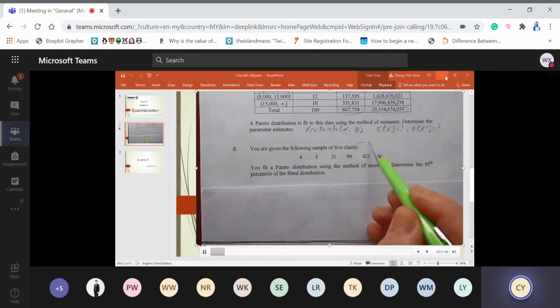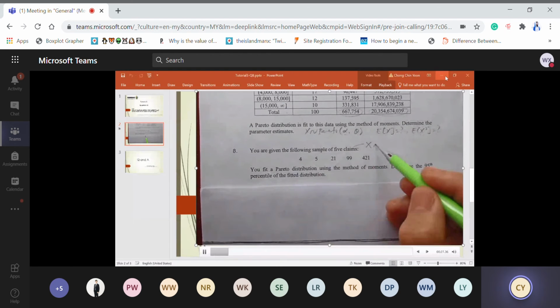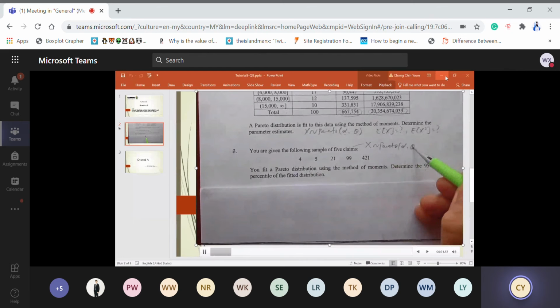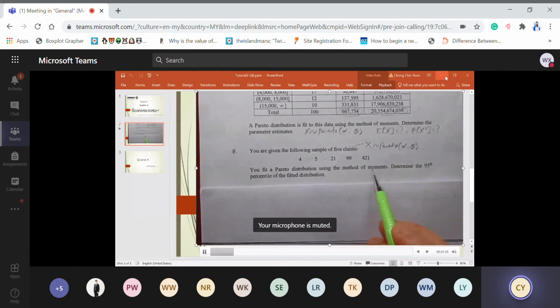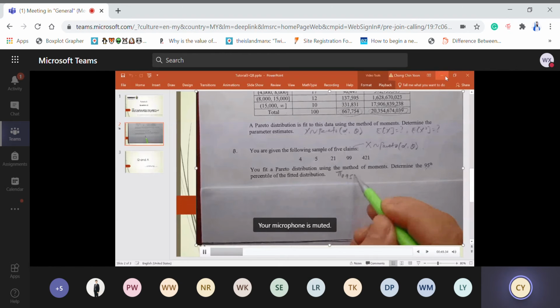So let X be the claim random variable for these 5 data, where X is Pareto distributed with the parameters alpha and theta. By using the method of moments, we have to determine the 95th percentile of this fitted distribution. That is, our aim is to find what this 95th percentile is.